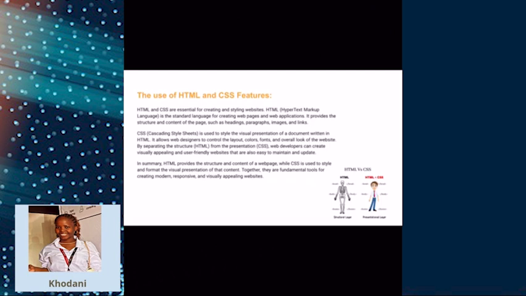The CSS, another way, is used to style the visual presentation of a document written in HTML. It allows web designers to control the layout, colors, fonts, and overall look of the website. By separating the structure, HTML, from the presentation, which is CSS, web developers can create visually appealing and user-friendly websites that are also easy to maintain and update. In summary, HTML provides the structure and the content of a web page, while CSS is used to style and format the visual presentation of the content, and together they are fundamental tools for creating modern, responsive and visually appealing websites.